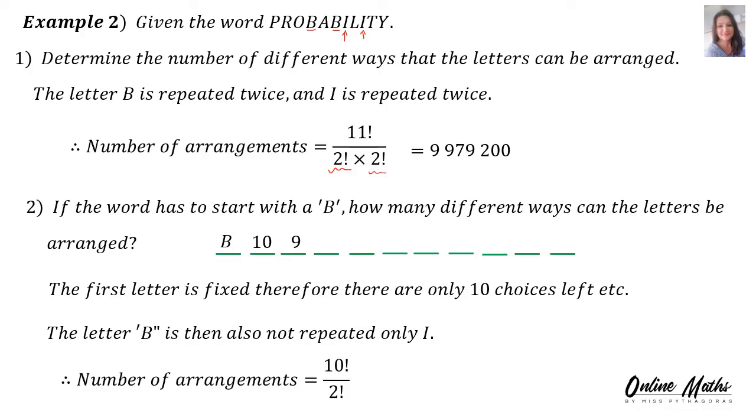And this 2 factorial, this is for the letter I. And your answer, 1,814,400 different arrangements.